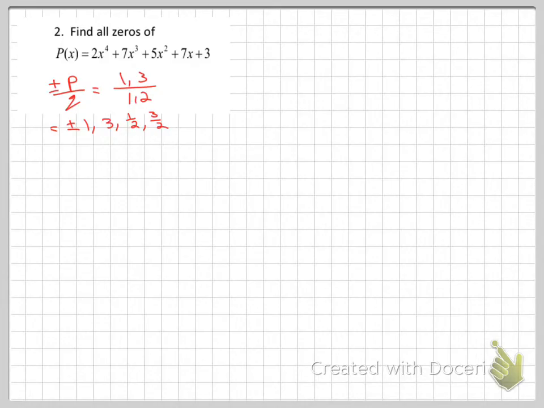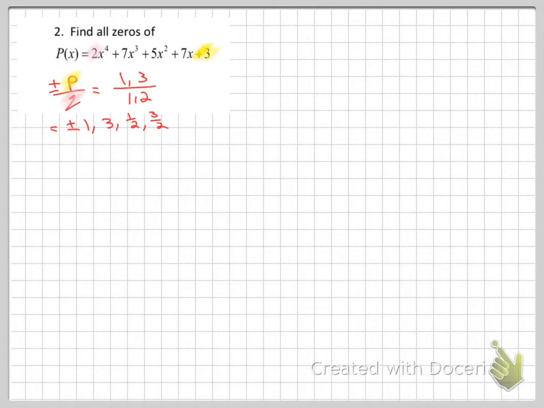So remember, it's factors of P, which is the constant, divided by factors of Q, which is the coefficient. So numbers that go into 3, 1 and 3. Numbers that divide into 2, 1 and 2. And then I did every combination. 1 over 1, 3 over 1. And then 1 over 2, 3 over 2. So how many possibilities is that?